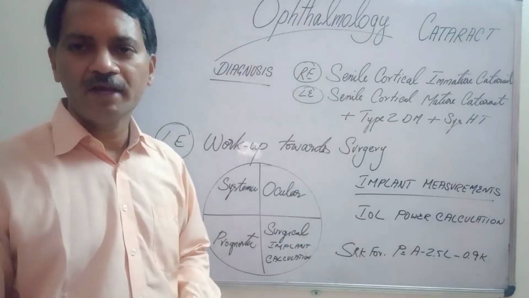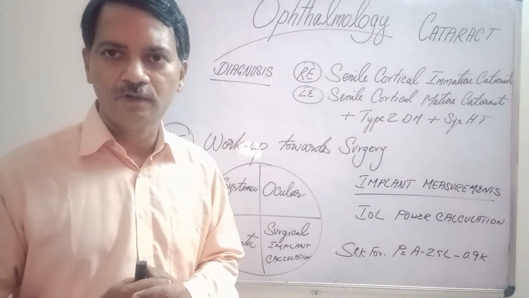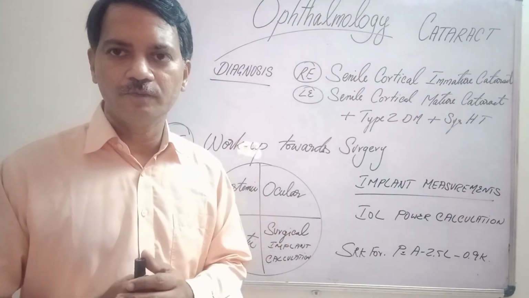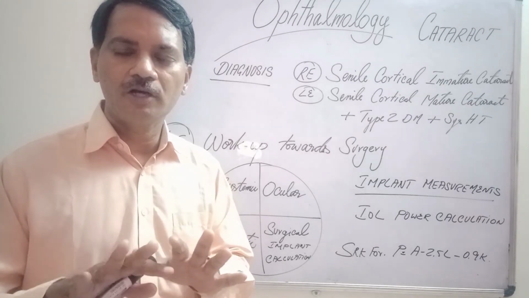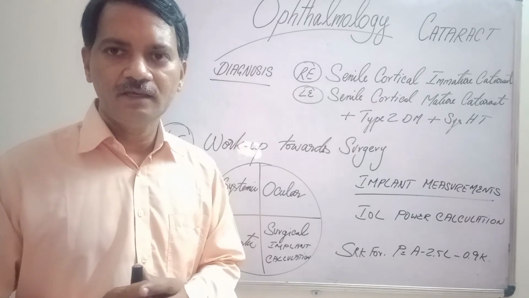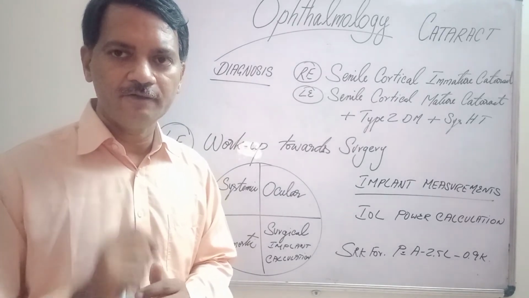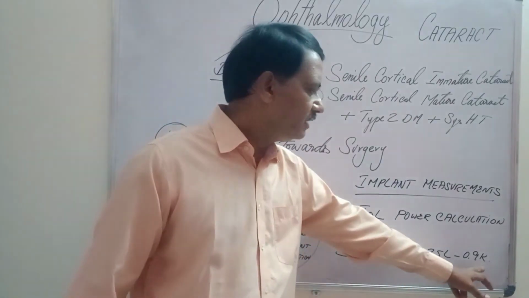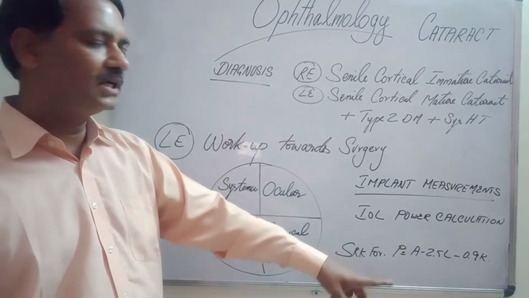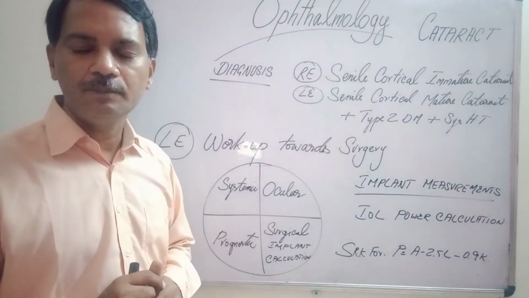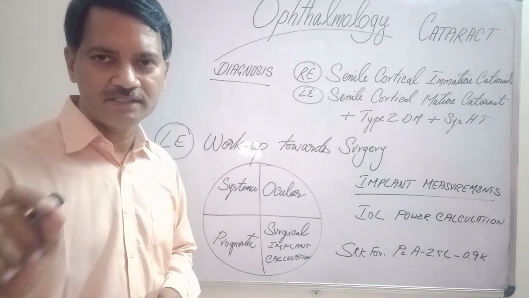Next is 0.9K. What is this K? K is a keratometer value, corneal curvature value. So that is done with the keratometer, and the corneal curvature we find out is somewhere around 45. So whatever value we calculate, we replace the K, and by doing the calculation we can find out the exact power of the IOL to be implanted in the patient.